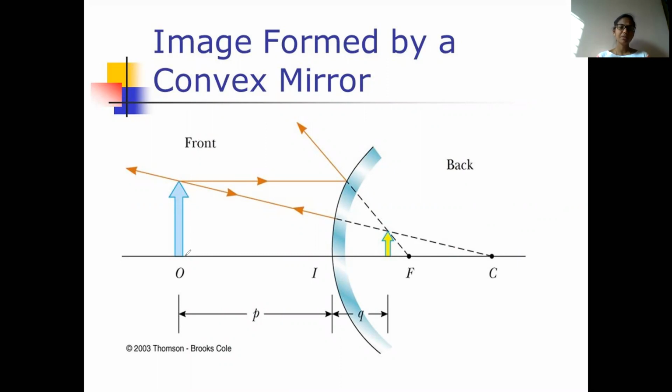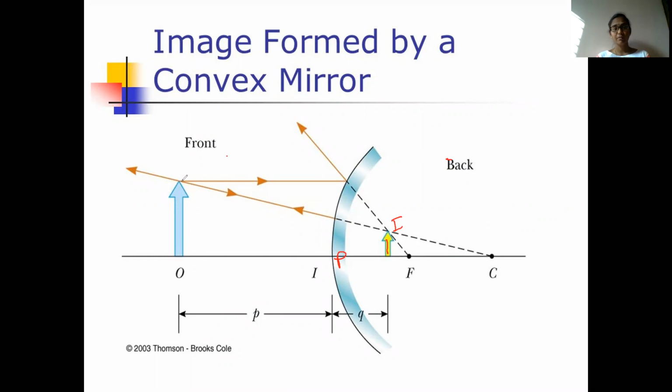Here you can see the image formed by a convex mirror. When you place the object anywhere in front of the mirror, not at infinity, anywhere between infinity and pole, the image will form behind the mirror. This is the front face, this is the back face of the mirror. This is the image you will get.